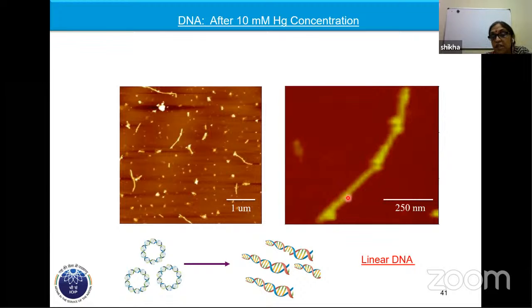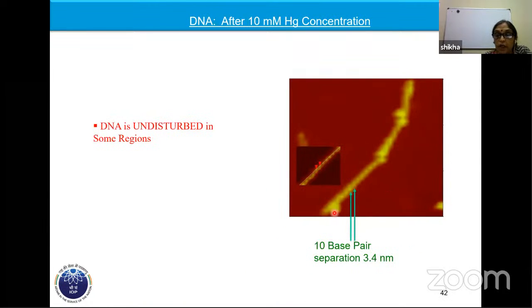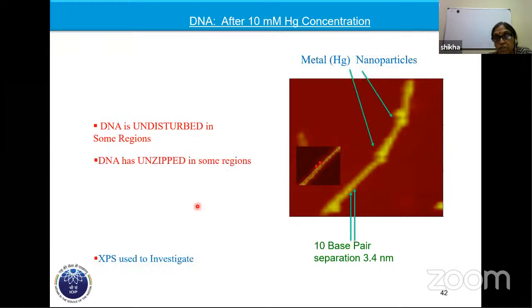Whereas if you see here, it looks like they are equally spaced. These are basically 10 base pairs separated by about 3.4 nanometers. And if you see the high resolution part here, you can clearly see that this is equidistantly separated. So DNA is undisturbed in some regions, whereas here and here it has actually got unzipped, and that will come in the next slides also. And what we are looking at is mercury nanoparticles which have got deposited here.